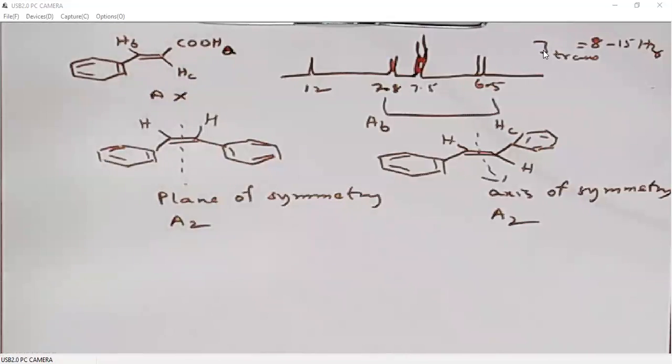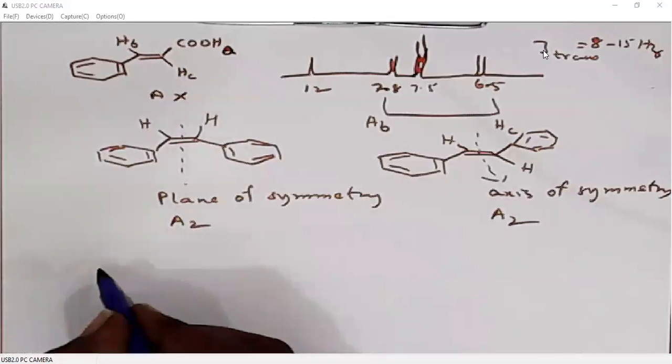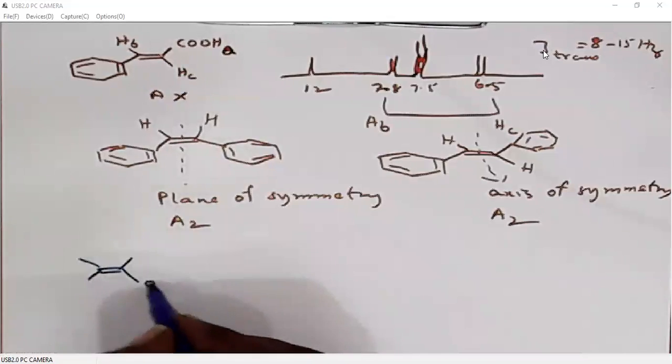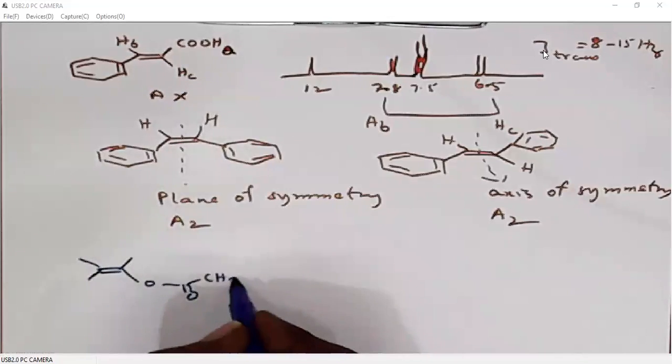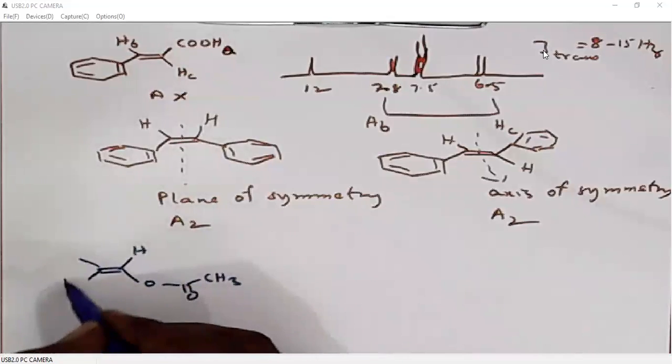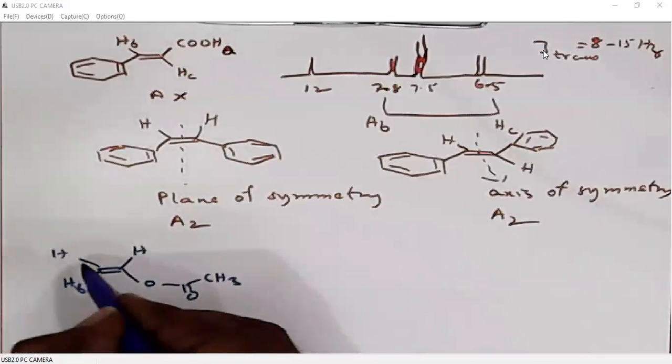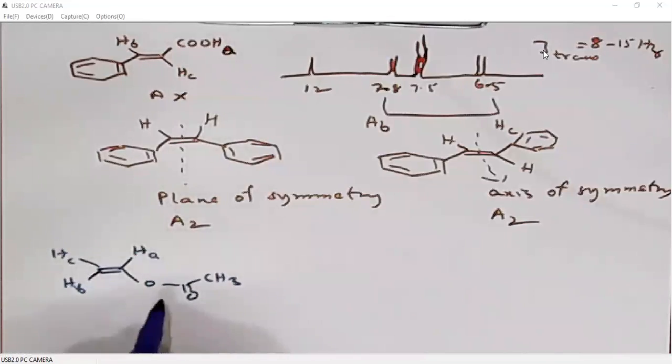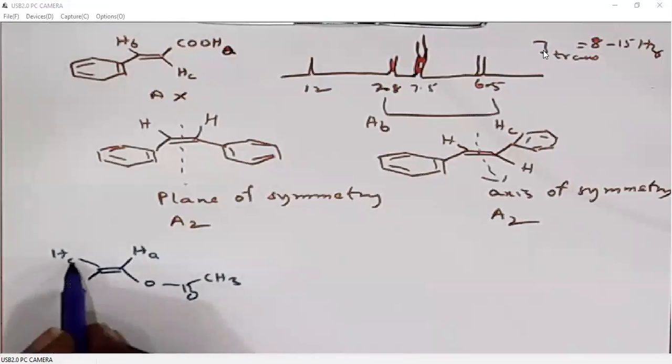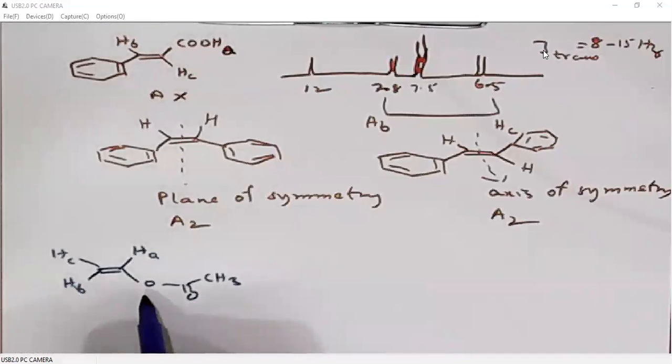Now look at this example. Because it is a releasing group, we expect electron release, so we will have a high electron cloud here. So we will get a low delta value here. These two will get low delta, and this will get high delta. Among these, one is getting high delta and one is getting low delta because it is an electron releasing group. Right.